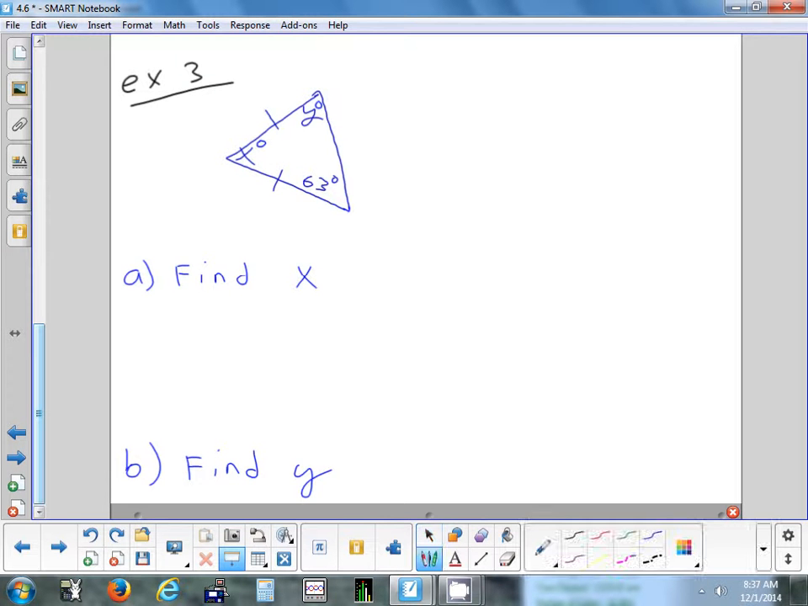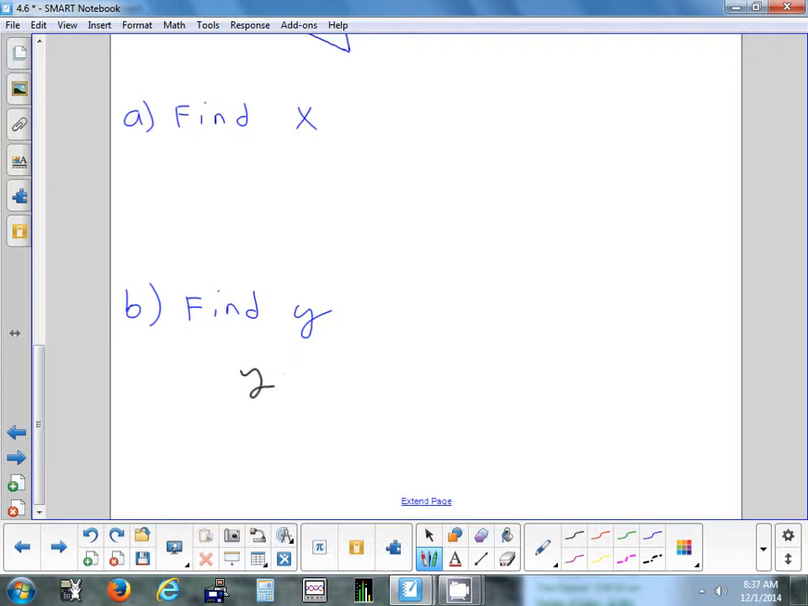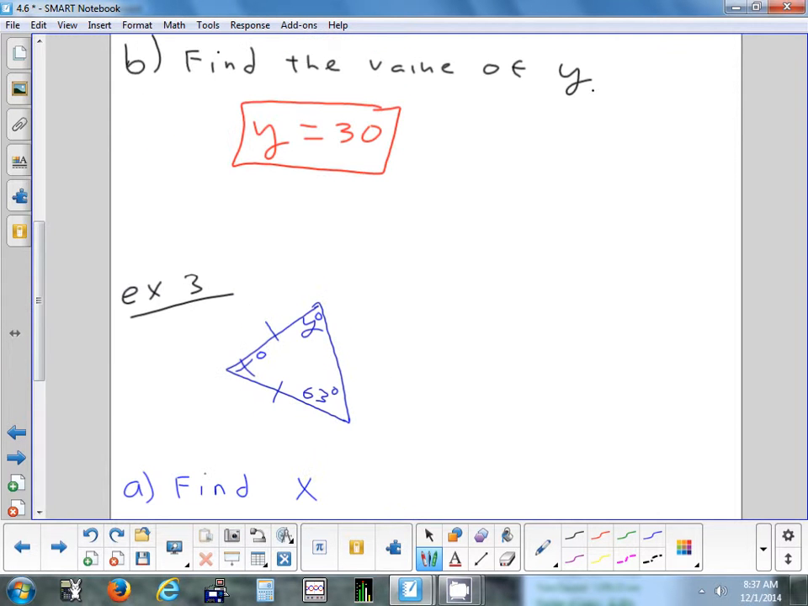Okay, which one is easier to start off with here? Y. Yeah, you could get y first. Okay, what's y going to be? 63. Yeah, it's an isosceles triangle. 63 and y are the base angles. They have to be the same. So y is 63. And the degree symbol was already on y. That's why I didn't put it.